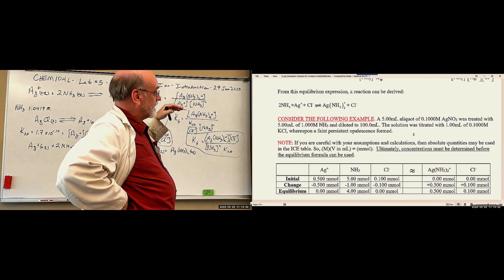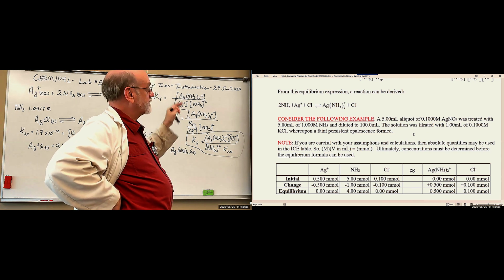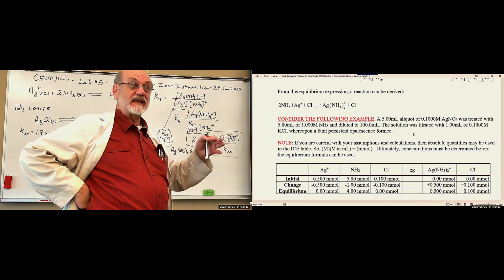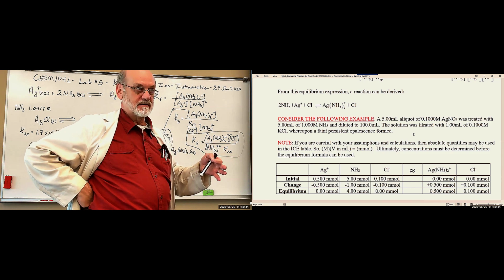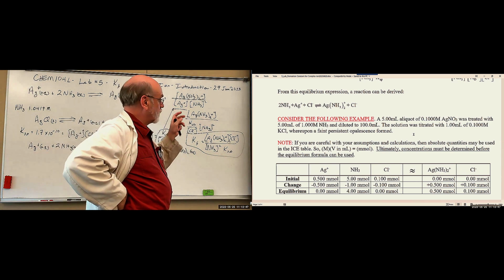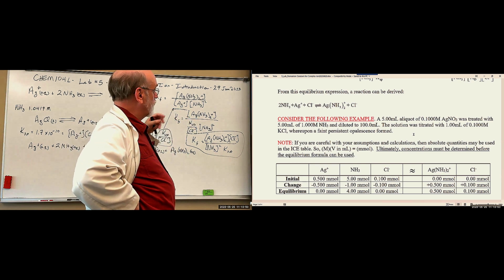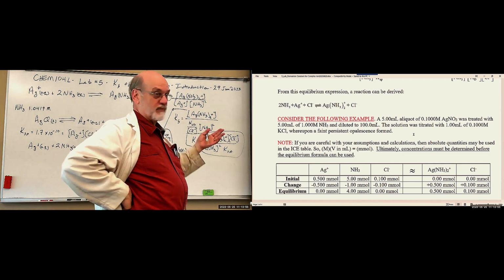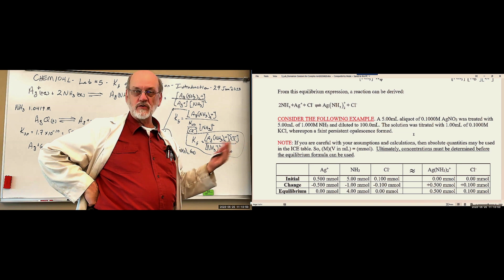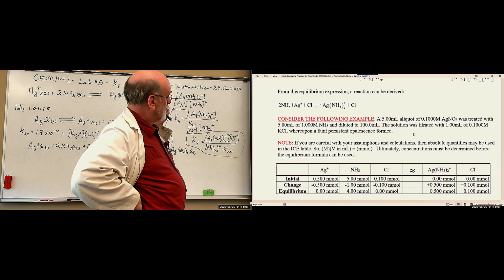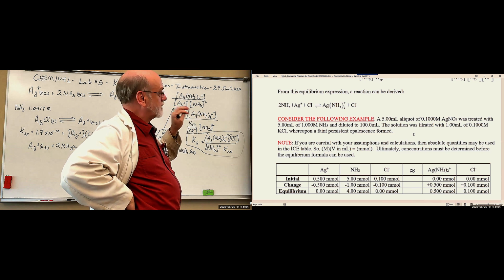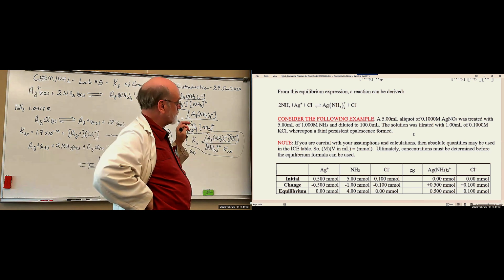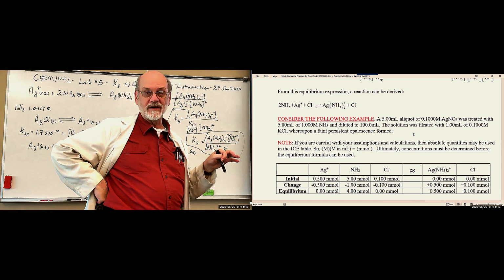So we've got 5 milliliters of 0.1 molar silver nitrate, and 5 times 0.1 is 0.5 millimoles, because the volume is in milliliters. All right. So that's what you start with. And the ammonia you added in there was 5 milliliters of 1 molar for this problem, which would be 5 millimoles of ammonia added. And you titrated into that 100 milliliters 1 milliliter of 0.1 molar potassium chloride. So that means you have 0.1 millimoles of chloride to begin with.